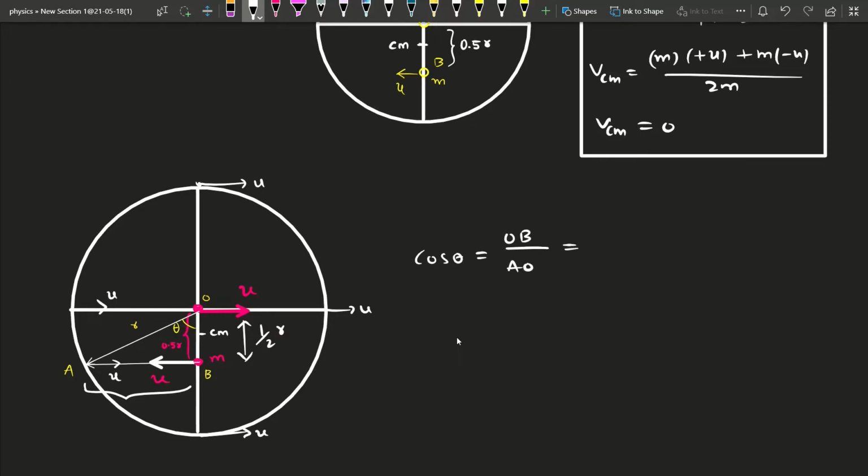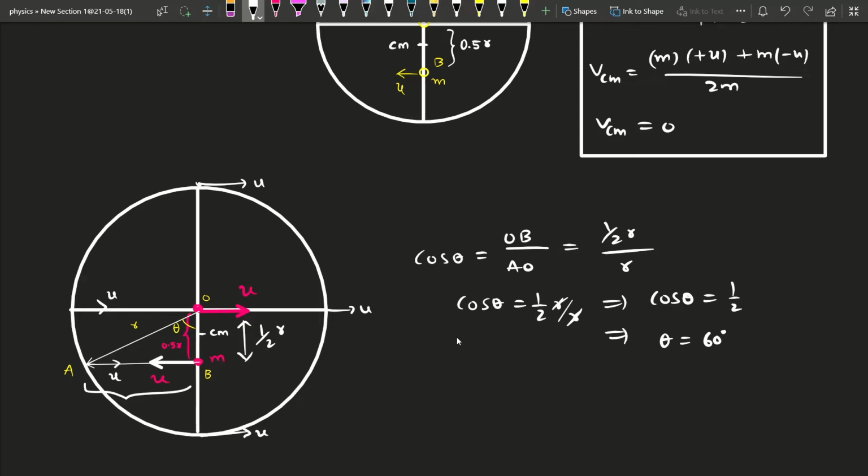So OB is half into R, AO is R. So cos theta will be 1 by 2 R. R will get cancelled, and we are getting cos theta will be 1 by 2. So here the theta is 60 degrees. So that means this angle theta is 60 degrees. So we can easily compute AB from that knowledge.